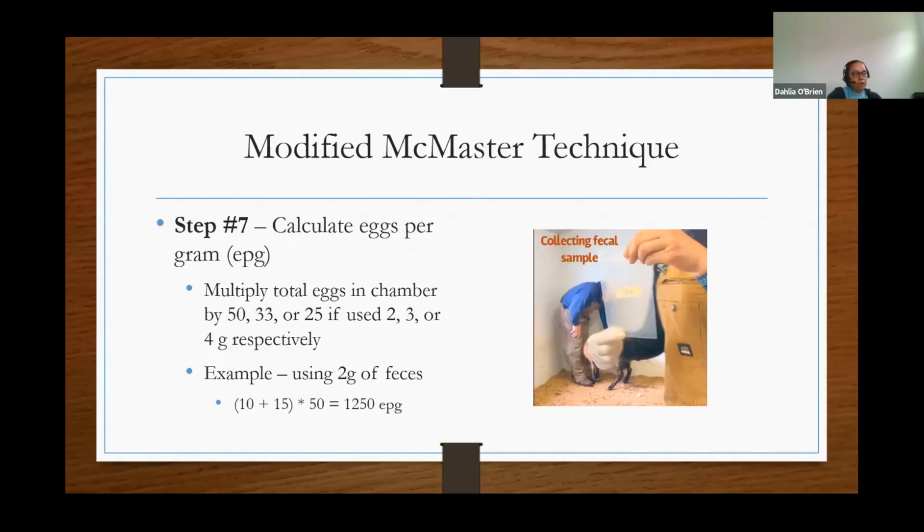Once you have your total number of eggs, you're going to add the eggs that you have in both chambers together, and then multiply by a factor depending on how much fecal matter you used initially. So if you used 2 grams of fecal matter or manure, then you're going to multiply this number by 50. If you use 4 grams of fecal matter, then you're going to multiply this by 25.